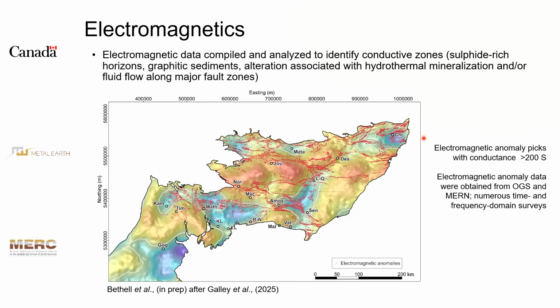The final thing was looking at electromagnetics. So we looked at this data, compiled and pulled out electromagnetic conductors from this to try to identify sulfide-rich horizons, graphitic sediments, alteration, and fluid flow along major fault zones. Similar to the magnetics, we see similar linear patterns in the data.